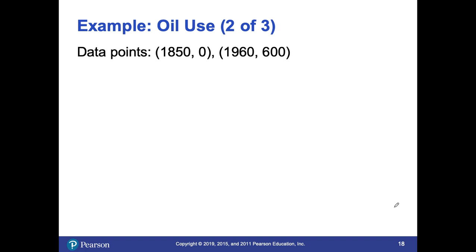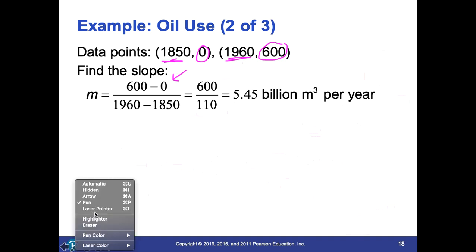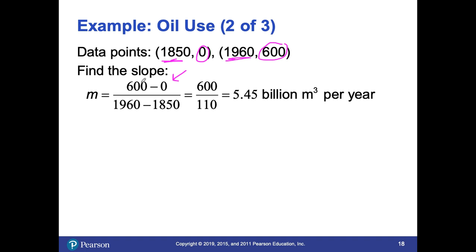So again, how do we find the slope? It has to be the difference in dependent variables divided by the difference in independent variables. Notice how these numbers I circled here, 600 minus 0, go on the top. And then 1960 minus 1850 goes in the bottom. One more thing to point out is that the 600 and the 1960 are right on top of each other. Well, that's because they go together, and that's very important.